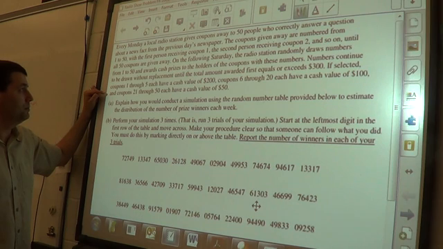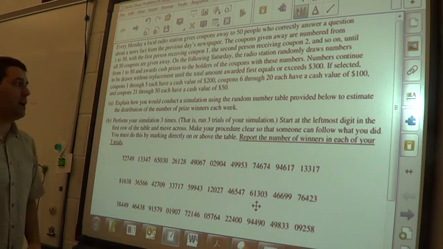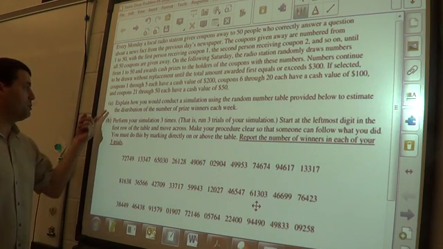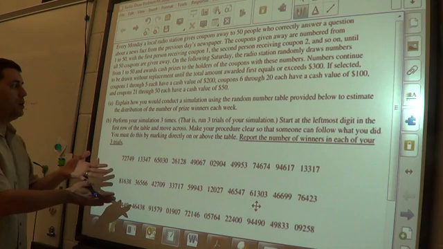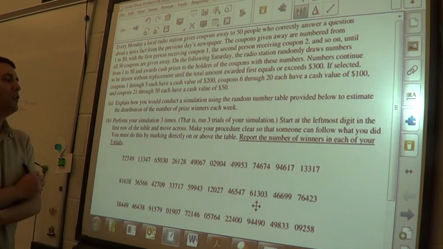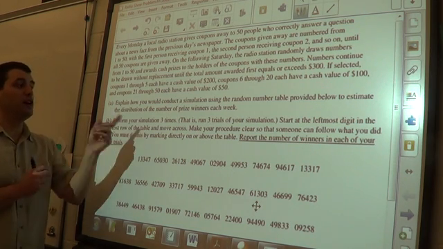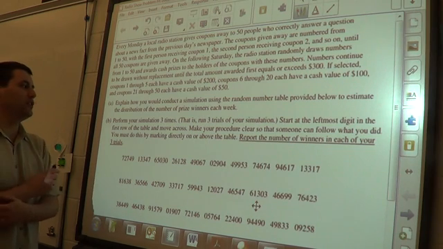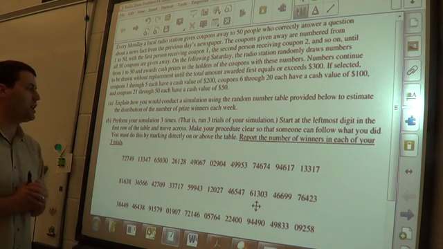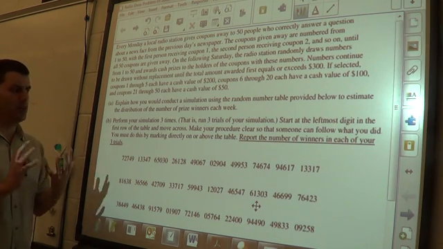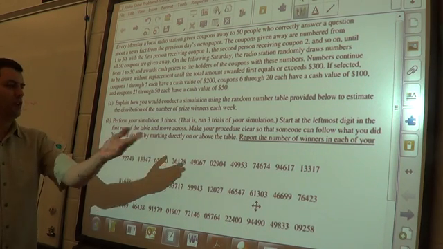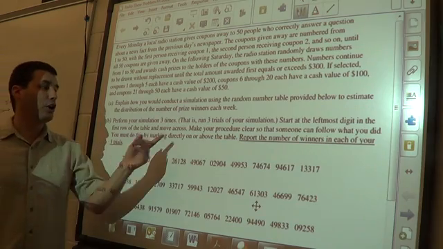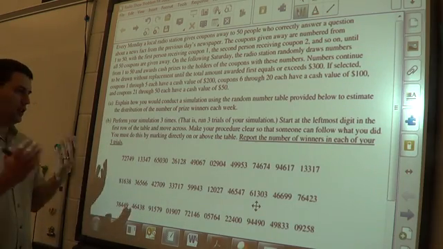All right. Read that as many times as you need to and pause correspondingly. A, explain how you would conduct a simulation using the random number table provided below to estimate the distribution of the number of prize winners. Notice the number of prize winners, not how much you give away. And then B asks us to perform the simulation 3 times. That is, run 3 trials. Start at the leftmost digit, move across just like I taught. Mark your procedure clearly so somebody could follow you like I did.